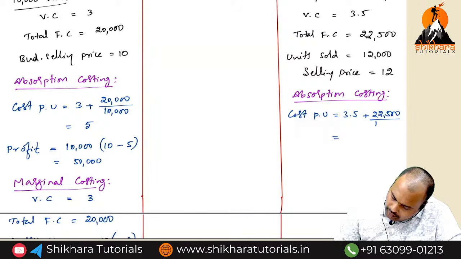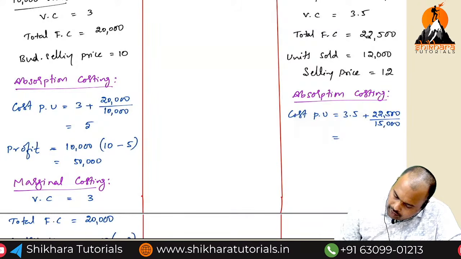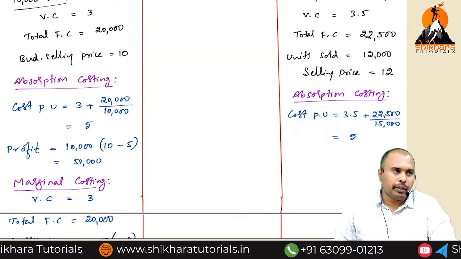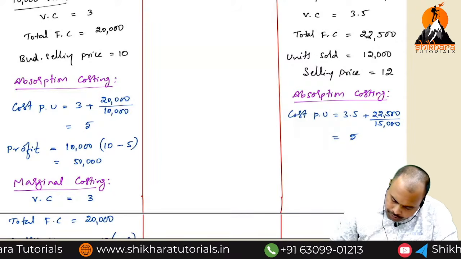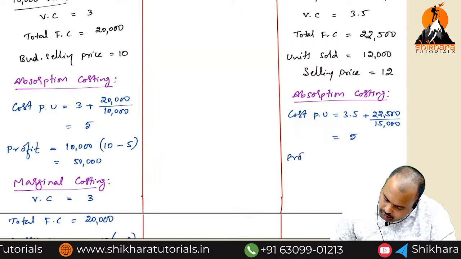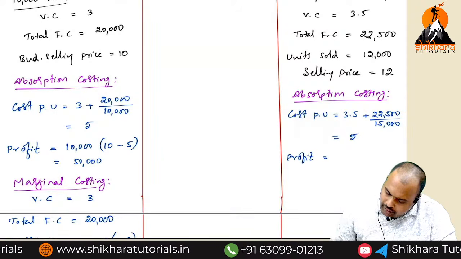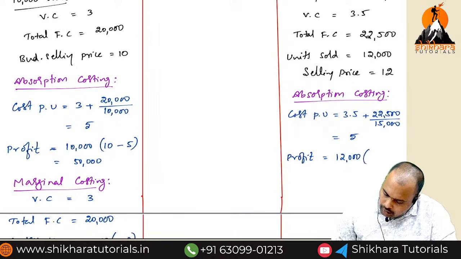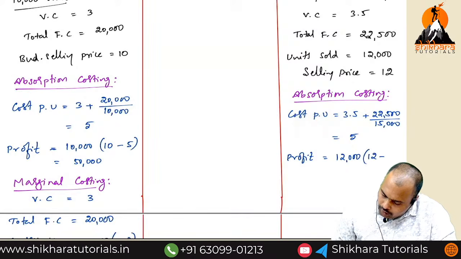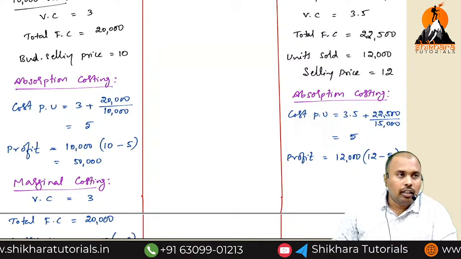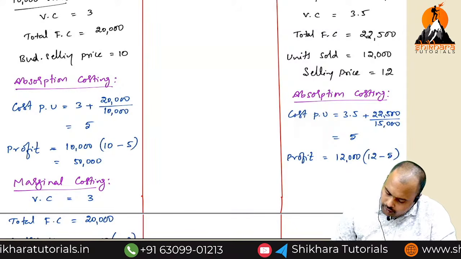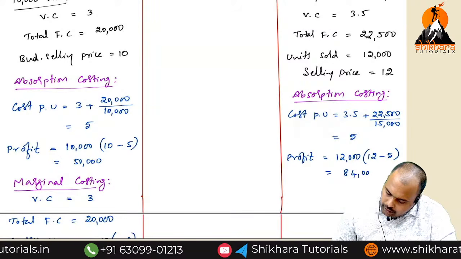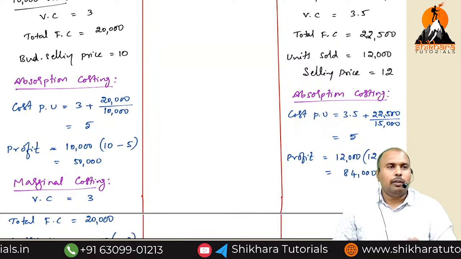22,500 divided by 15,000. So what is cost then? 5 rupees is the cost per unit. Then what is profit now? Profit is equal to how many units I sold? 12,000. And each unit I sold it for 12 rupees. And cost per unit is 5. How much is total? 84,000 is my profit as per absorption costing.